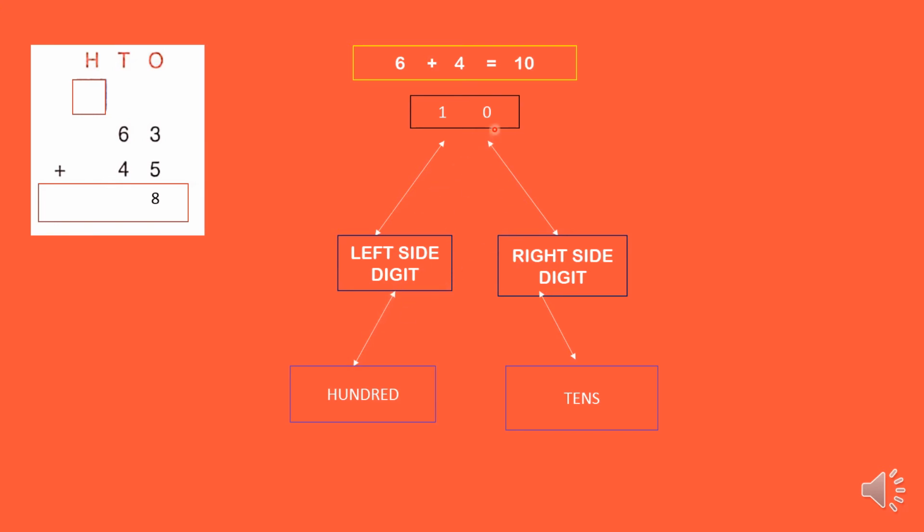Okay, so I'm writing 0 under the tens column. I'm writing 1 into the hundreds column. See, in this box I'm writing. Okay, children, did you understand? Right side digit under the tens column, left side digit under the hundreds column. Yes or no? Right side digit 0, I'm writing under the tens column. Left side digit 1, I'm writing under the hundreds column. Now, is there anything here to add? Nothing. So I'm bringing down that one.